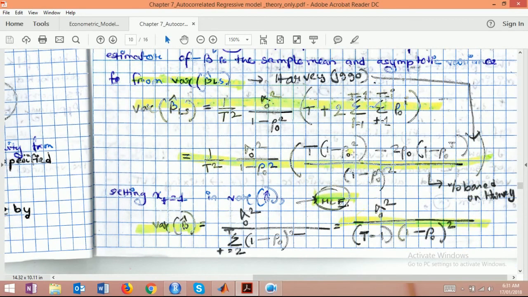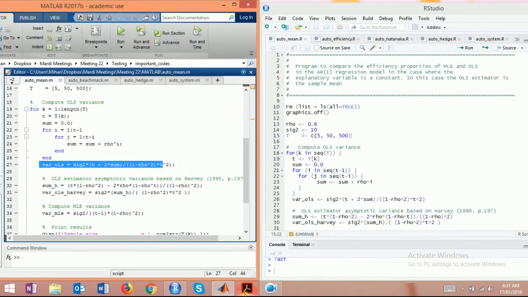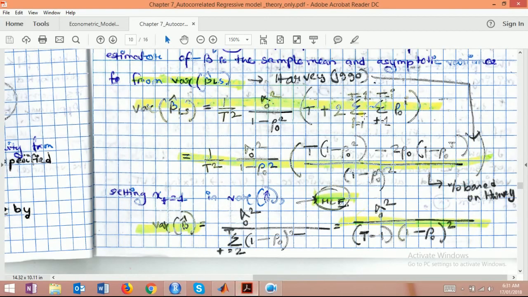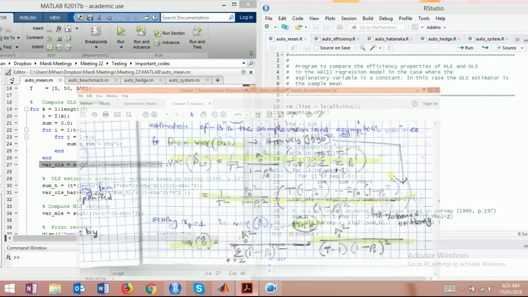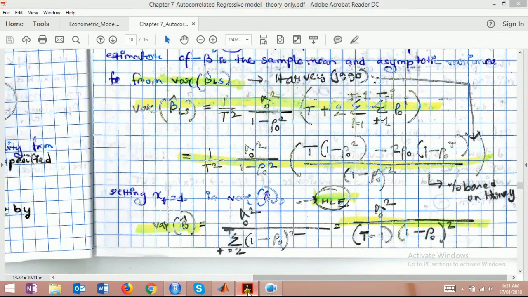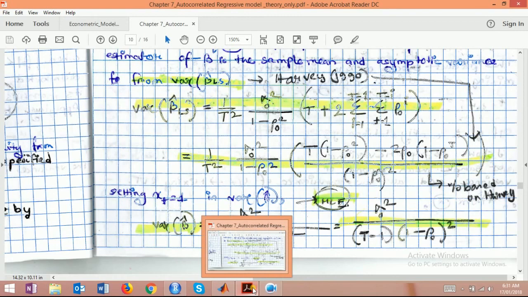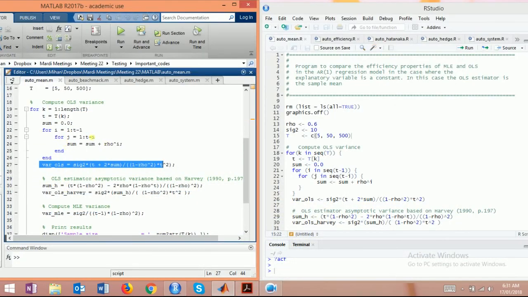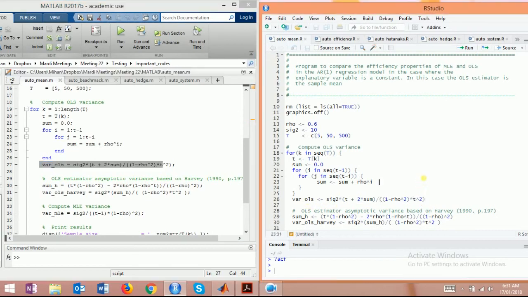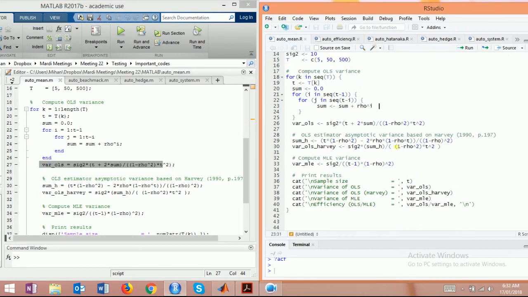Then the OLS variance, the variance of beta least square, is sigma square times t plus 2 sum, divided by 1 minus rho square into t square. Okay, fine, very simple. This is the sum part: t plus 2 sum divided by 1 minus rho square, times sigma square.